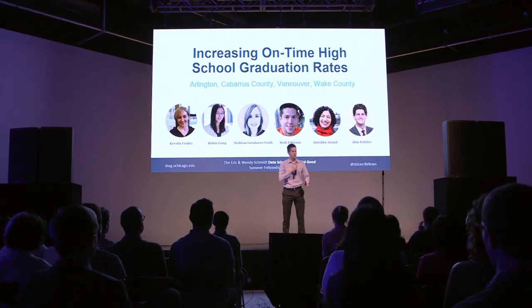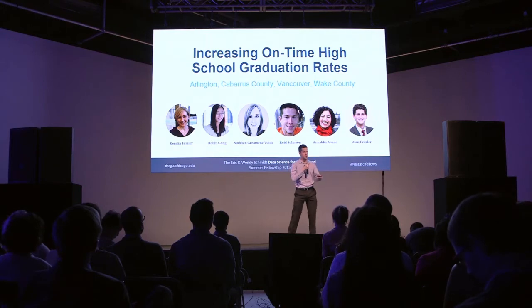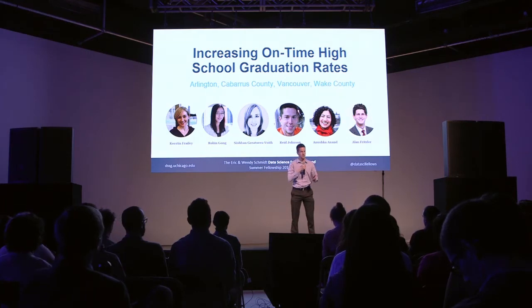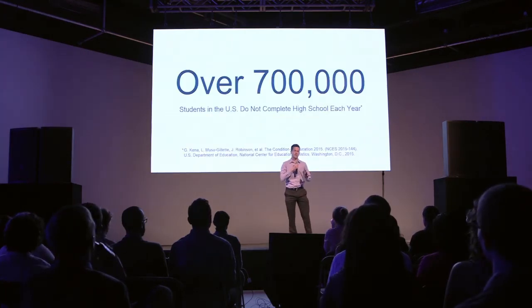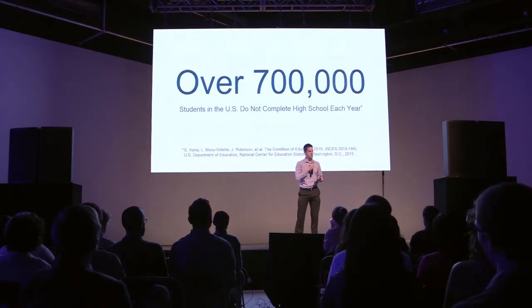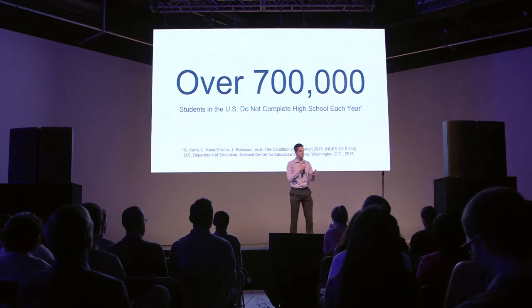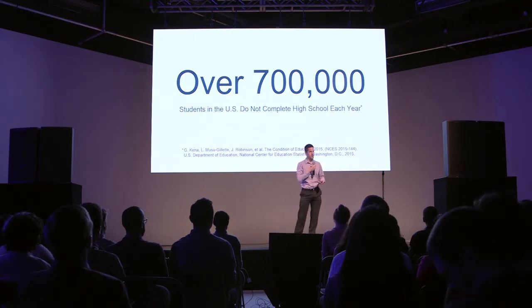Improving high school graduation rates is a crucial social issue. Students who graduate from high school are better prepared for higher education and even have higher life expectancies and expected incomes. Yet, every year in the United States, about 1 out of every 5 students does not graduate from high school on time. That's about 700,000 students each and every year.